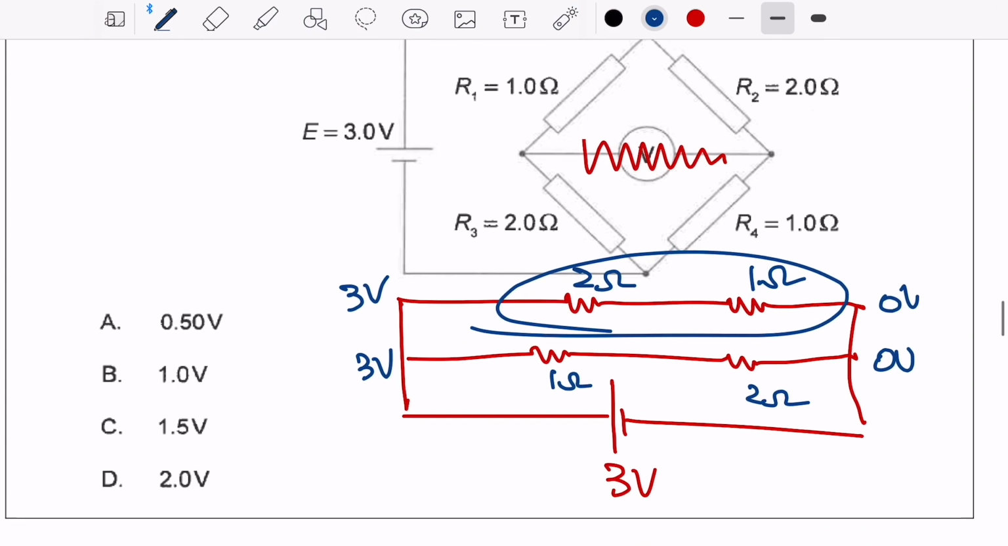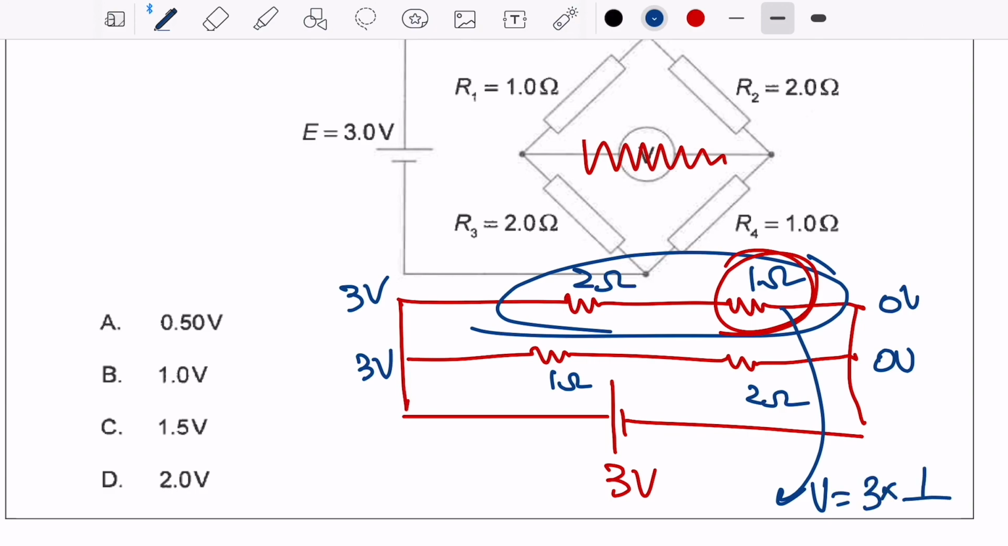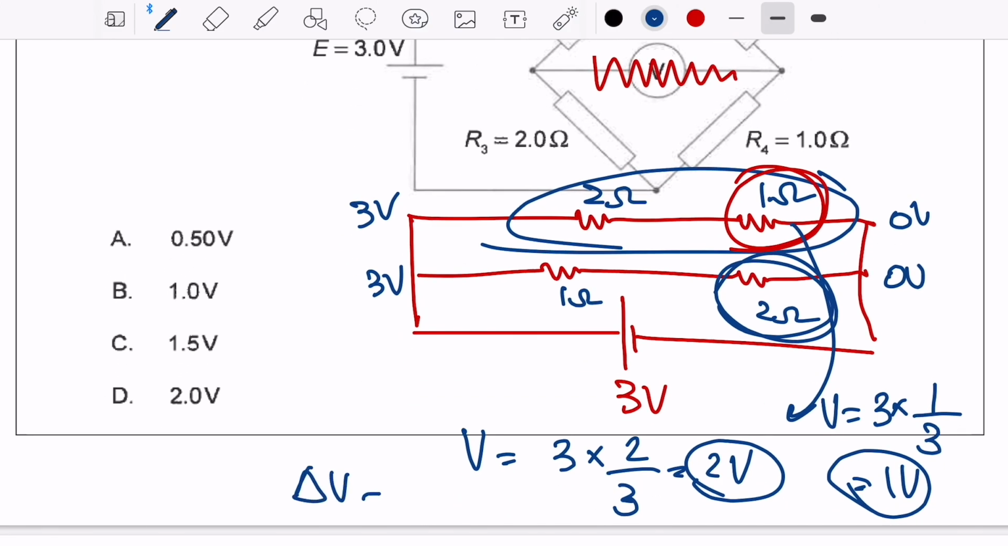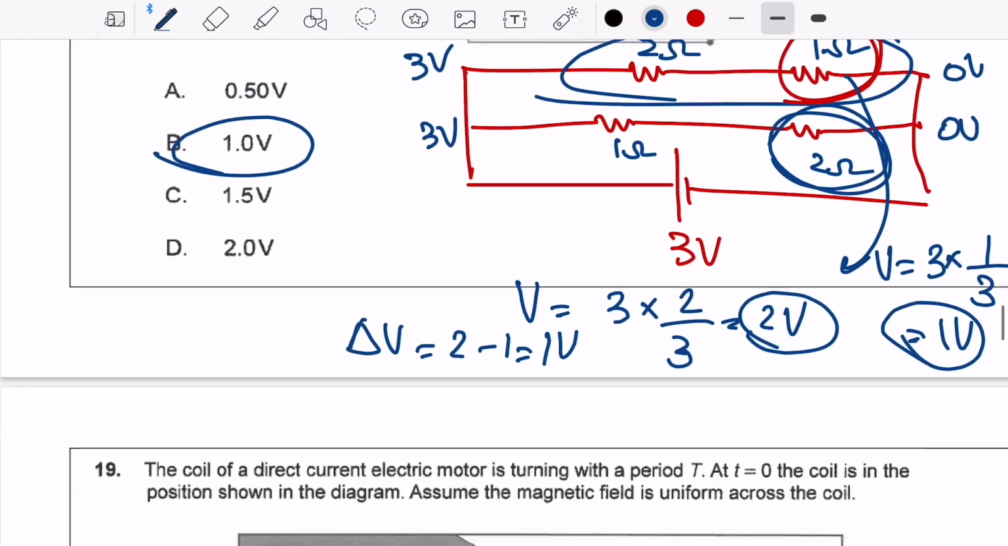So this is 3 volt, this side is 0 volt, and this is 3 volt. So this potential voltage across this 1 ohm has to be, by potential divider circuits, V equals 3 times R1 over R1 plus R2, 3 times 1 over 3, 1 volt, right? Similarly, this one should be, voltage is 3 times 2 over 3, is 2 volt, right? 1 and 2, potential difference between them is 2 minus 1, 1 volt. Answer is B.